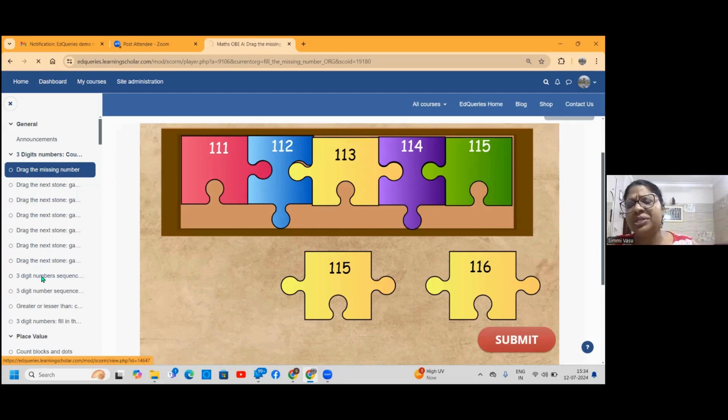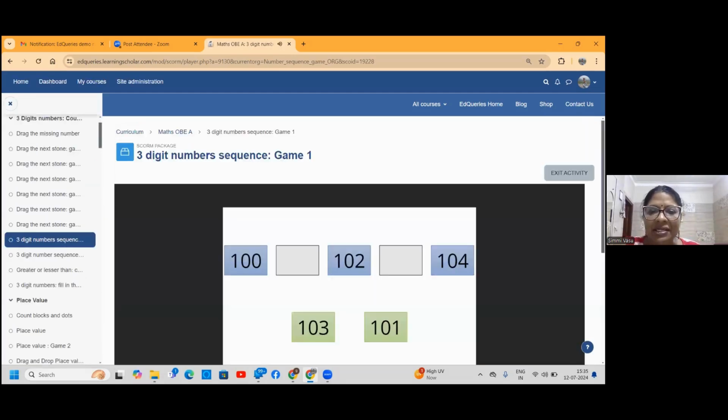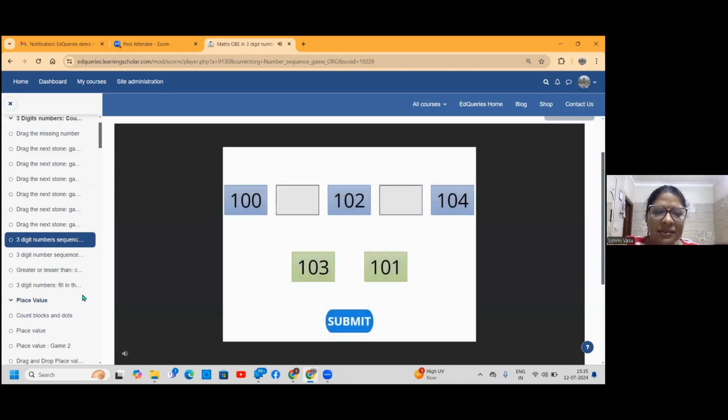I don't want to go through each and every game because the time is limited. In this game, look at the numbers a little more mature. If your child is able, drag the numbers and fill in the blanks to complete the sequence. We also have games like that here. So I'll just do one game for you.